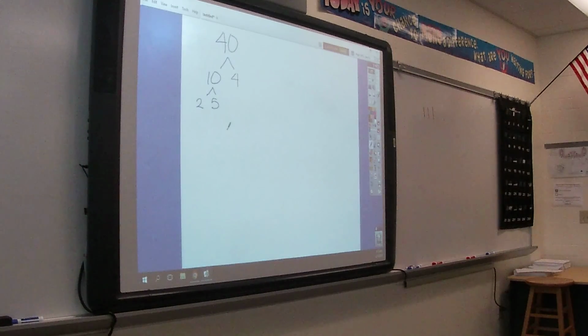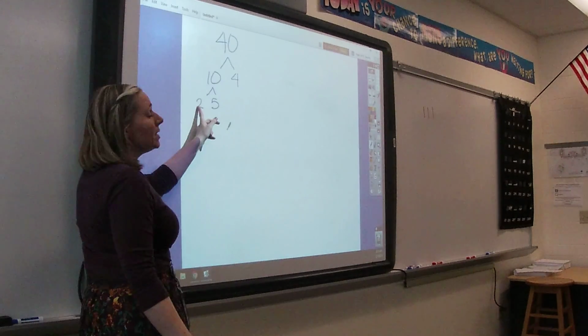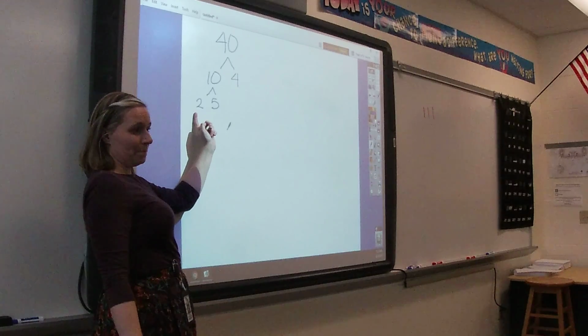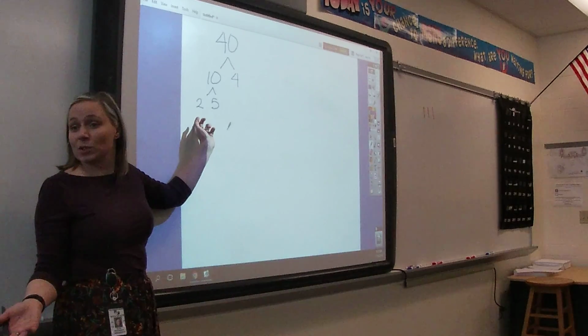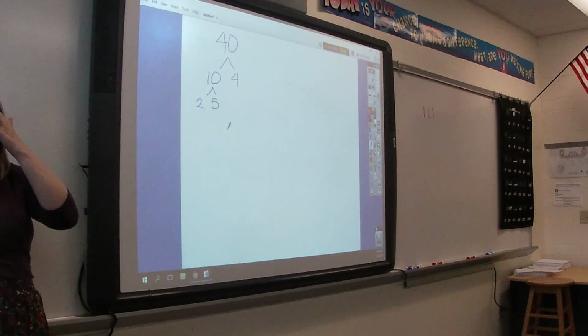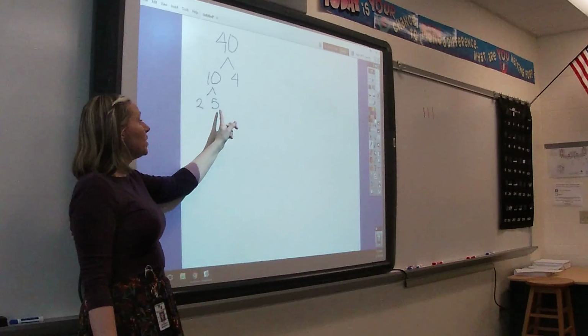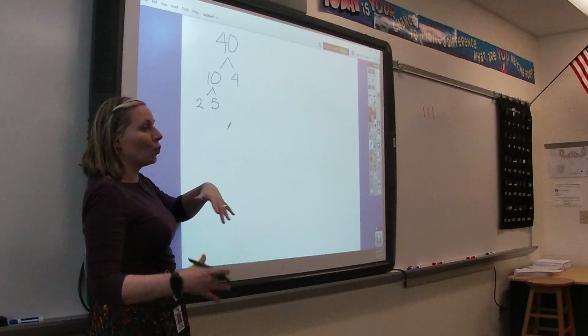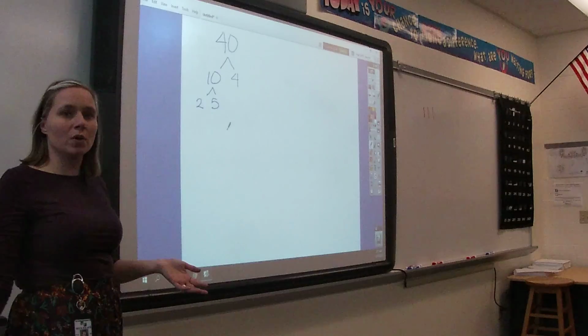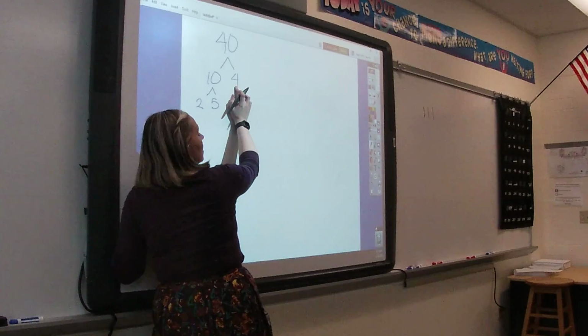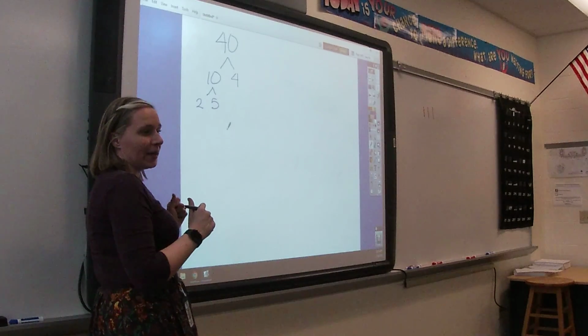And then 4 goes in. Okay, hang on. Can we split 2 into anything? 1 and 2. 1 in itself, which means it's prime and we don't need to write it down. Can we split 5 into anything? 1 in itself, which means it's prime and we don't need to write anything down. Can we split 4 into anything?